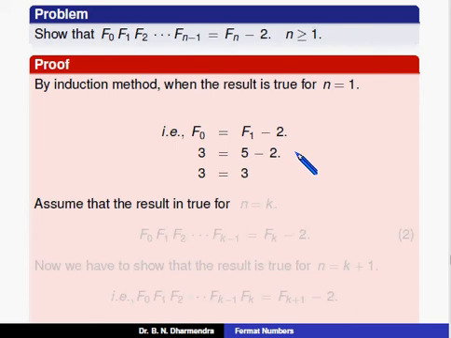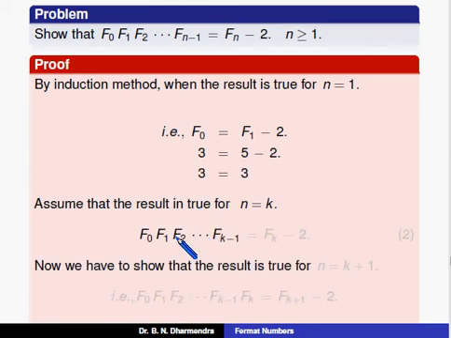Let us assume that the result is true for n equal to k. So that is f0 into f1 into f2 up to f suffix k minus 1 is equal to fk minus 2. You can call that equation 2. Now we have to show that finally the result is true for n is equal to k plus 1, that is we should add another term here. We have to multiply the term here, that is f0 into f1 into f2 up to fk, and the right hand side is f suffix k plus 1 minus 2. Finally we have to prove this one.